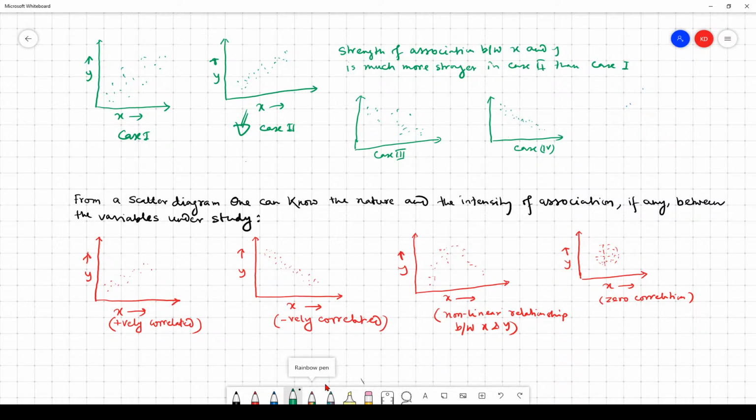Now we consider how to measure the association between two variables. Okay. Can I rub this portion? Please tell me.